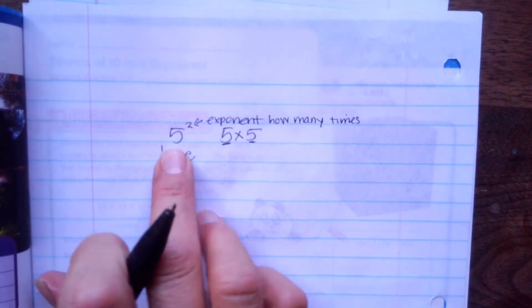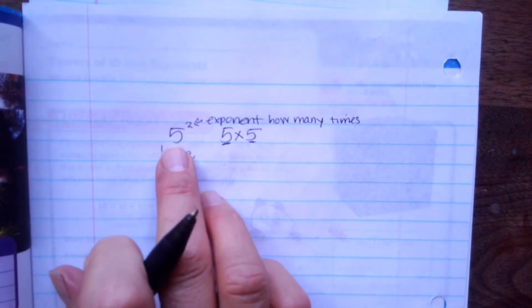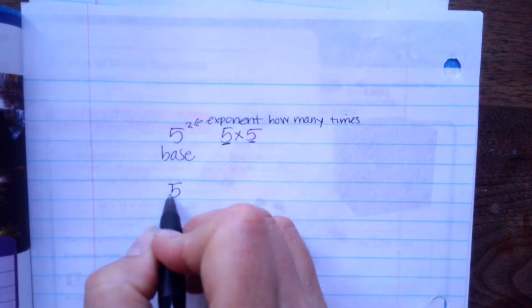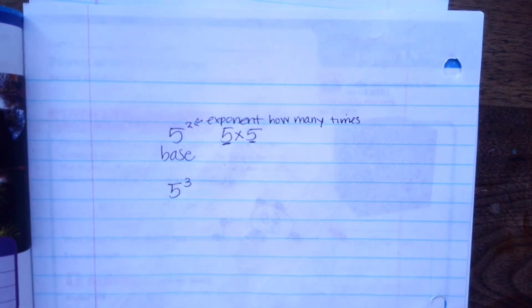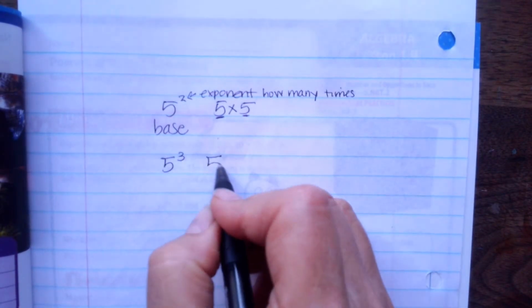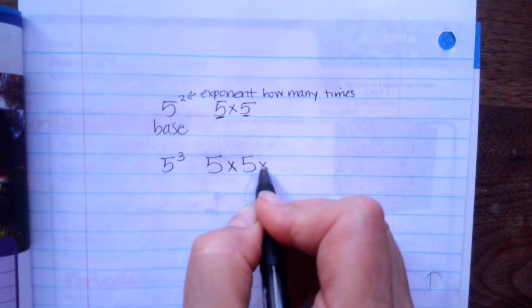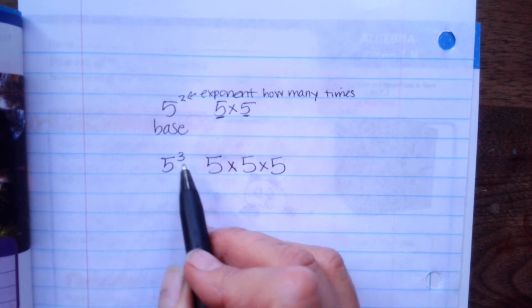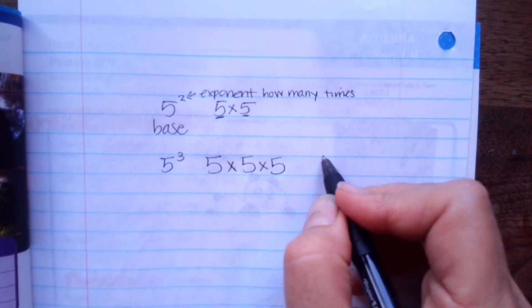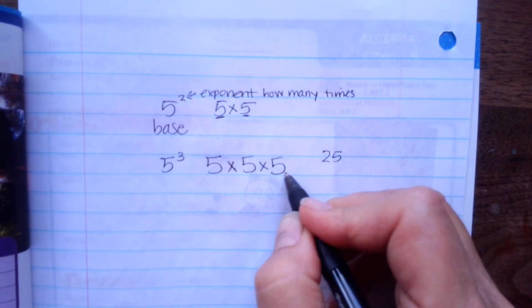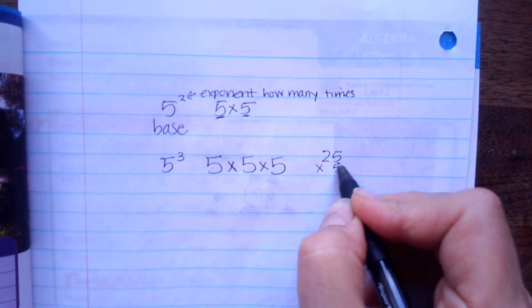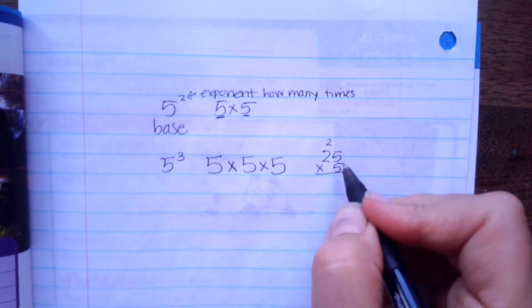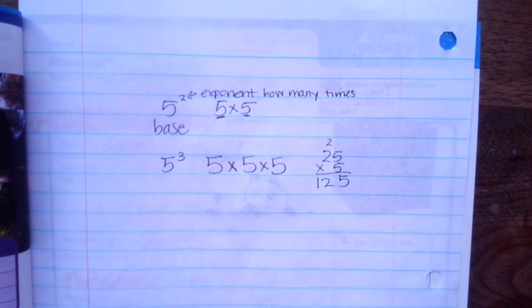So if you had 5 to the second power, it's not 5 times 2, it's 5 times 5. And if you had 5 to the third power, it means 5 times 5 times 5. So some people think it's 15, but it's not. It's 5 times 5 is 25, and then you have to multiply that by 5 more. So it's 125.